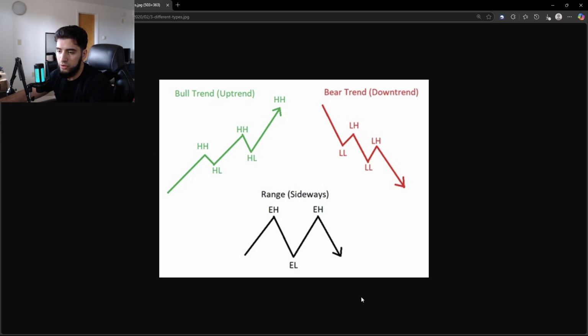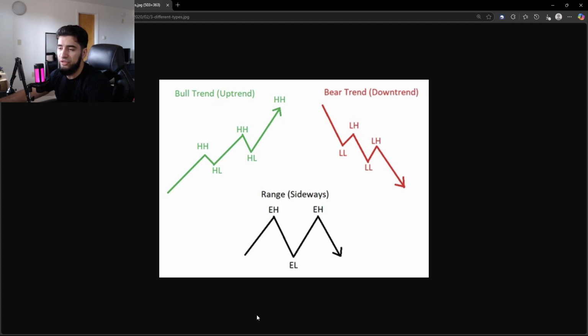And now the third one is range or consolidation, right? Where the market doesn't really move anywhere. We're just bouncing between a certain range, a certain area. We're making equal highs, equal lows, equal highs, equal lows. We might take out a little high, we might take a little low, but we're not really pushing past any highs or lows. So we're just ranging, okay?